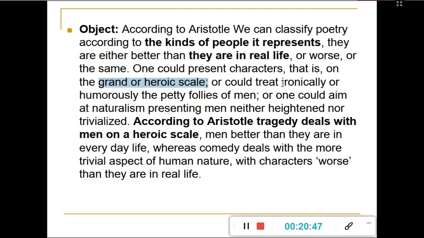طيب بيكمل بيقول لي it could treat ironically or humorously the pity of fools of men. Underline. مش بس يبقى هو represent people in real life زي ما هم كانوا وحشين أو حلوين. مش بس بيقدم الكاركترز as grand يعني ناس عاديين أو heroic scale على تدريجة أو على ميزان الأبطال. برضو they can treat the characters ironically بشكل ساخر، humorously بشكل فكاهي، fools of men. Or one could aim at naturalism, presenting men neither heightened nor trivialized. يعني the poetry represents men as they are in life، بيقدم الناس زي ما هم في الحياة من غير ما بكبرهم وبعليهم أو بسطح وبتفه منهم.